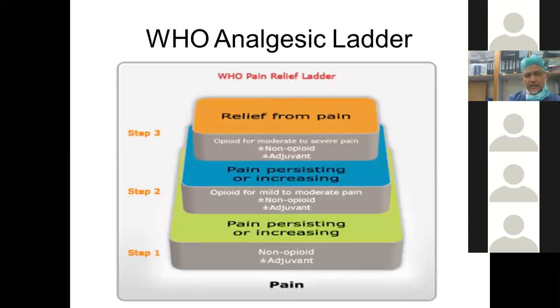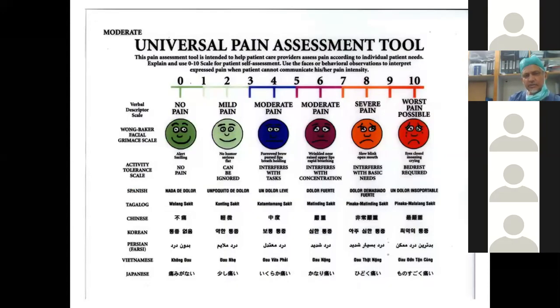This is the WHO Analgesic Ladder, from mild to severe pain. You start from simple paracetamol, then add a mild opioid, then a strong opioid. This is the universal pain assessment tool, because you have to assess the pain. You start from no pain to worst pain, so you can mark a scale of 0 to 10. You have to assess whether the patient is having mild, moderate, or severe pain, so the analgesic regimen or pain treatment is according to the scale.